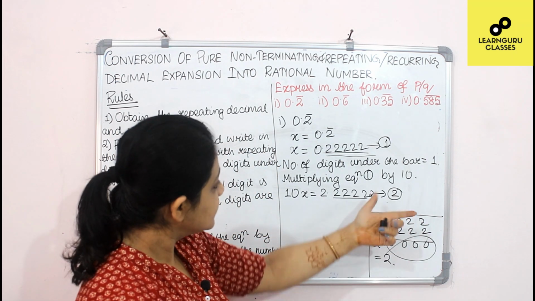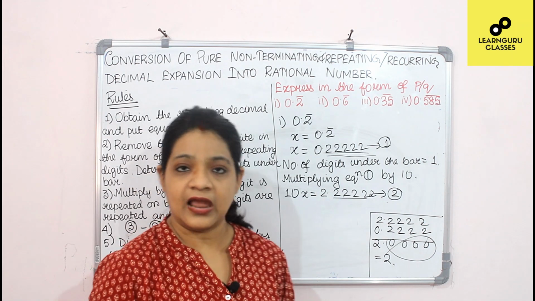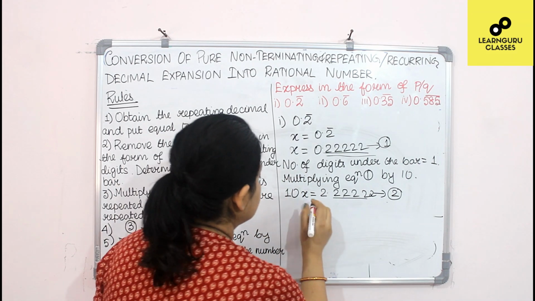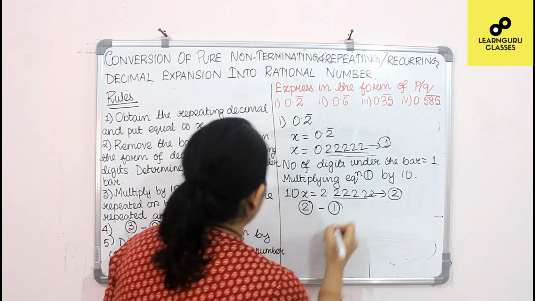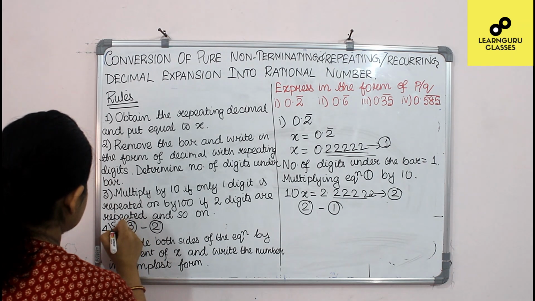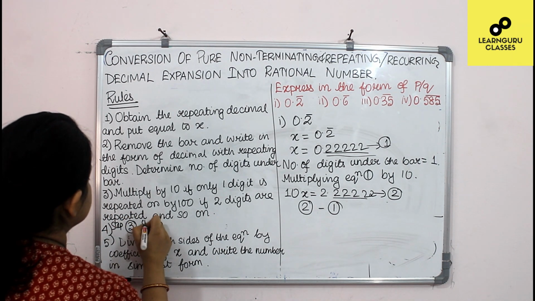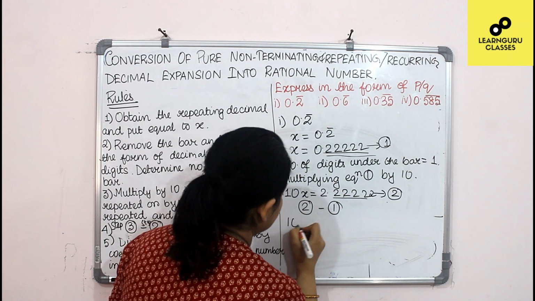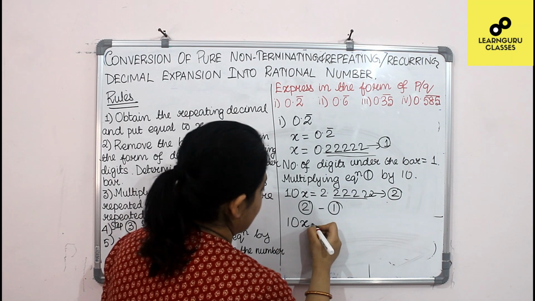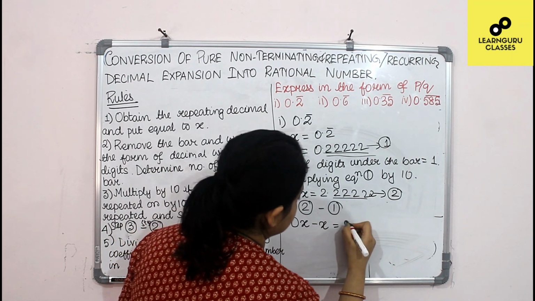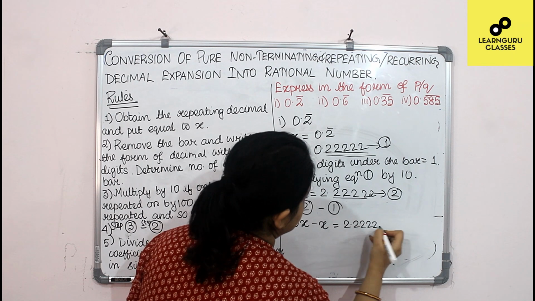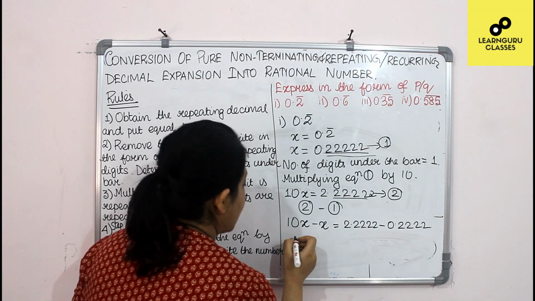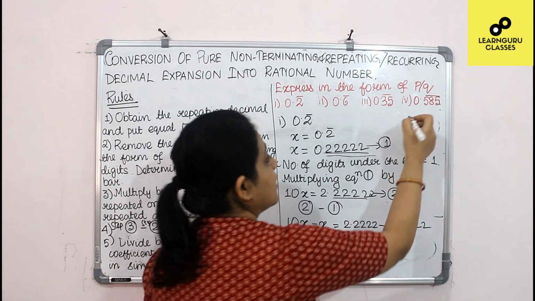So if I follow this step, 2 minus 1, I can get rid of the decimal. Okay, so what will I do? I will do here 2 minus 1. So this is step 3 minus step 2 being done. So what will I write here? 10x minus x equal to 2.2222 minus 0.2222.